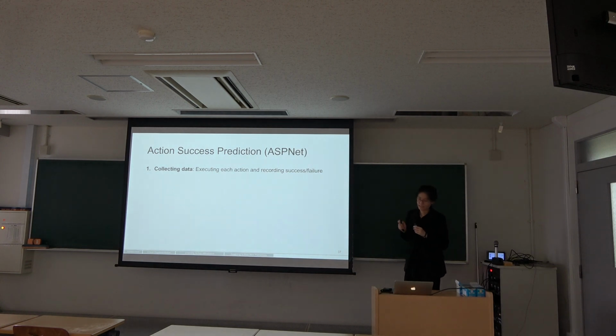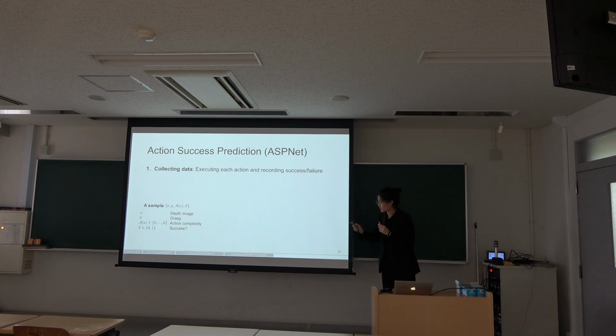For training ASP-Net, since wire harnesses are difficult to model or simulate for training, we use a real-world dataset to train ASP-Net. To reduce the cost of human intervention during collection, we first execute each action in the real world to see if the robot can successfully isolate a single one or not. So finally, our dataset looks like this. It is labeled with a depth image, a grasp point, an action complexity, and a success/failure metric.